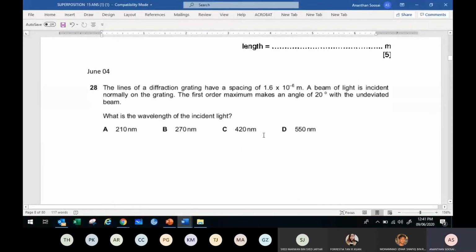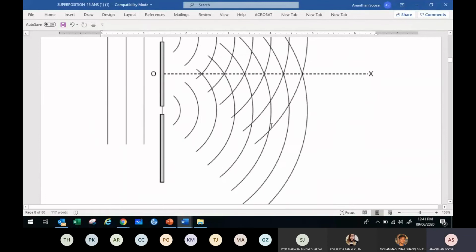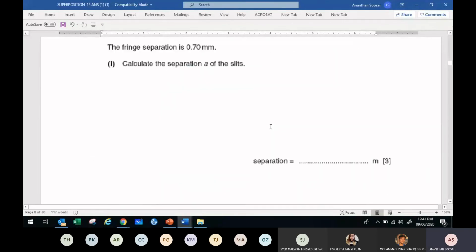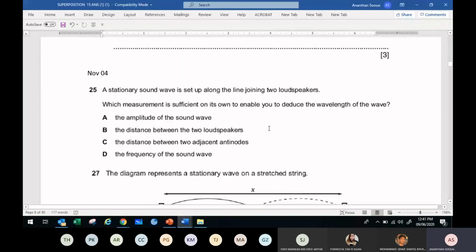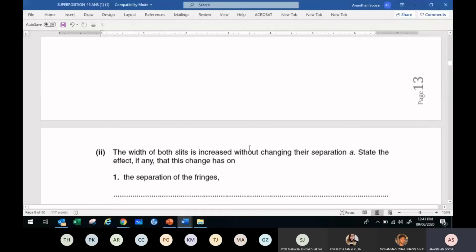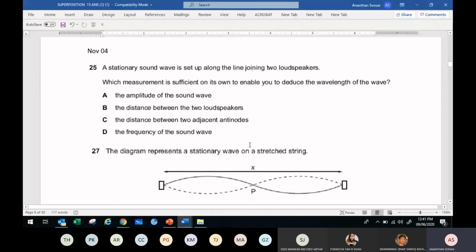Okay, more questions. Okay, so yeah. What page is this? This is page 14, question 25. Give me the answer. Need the answer. Come on.